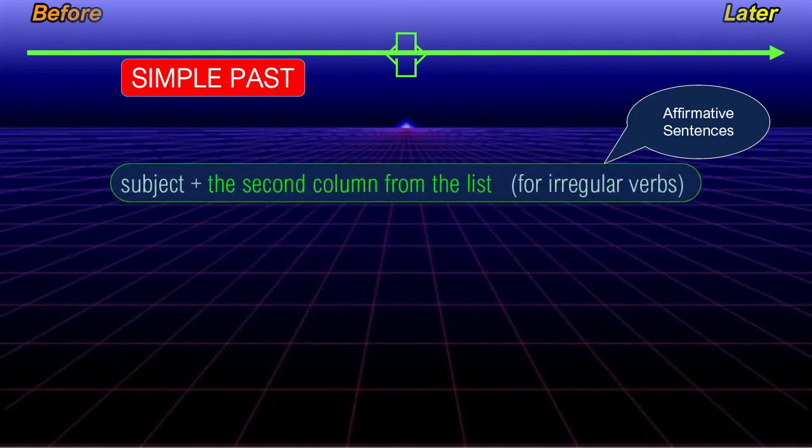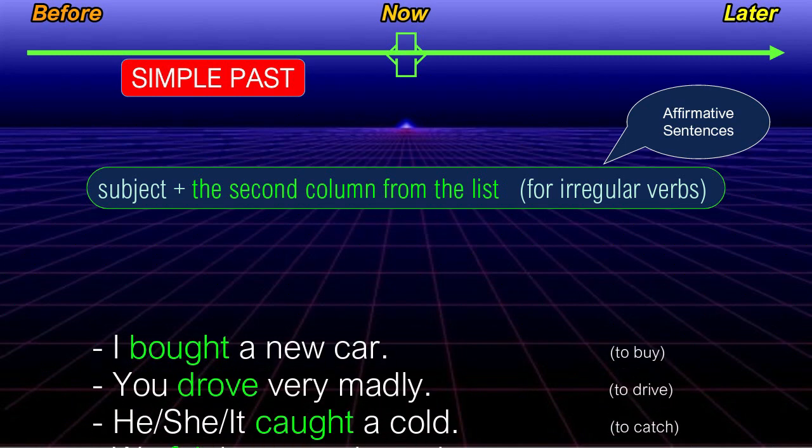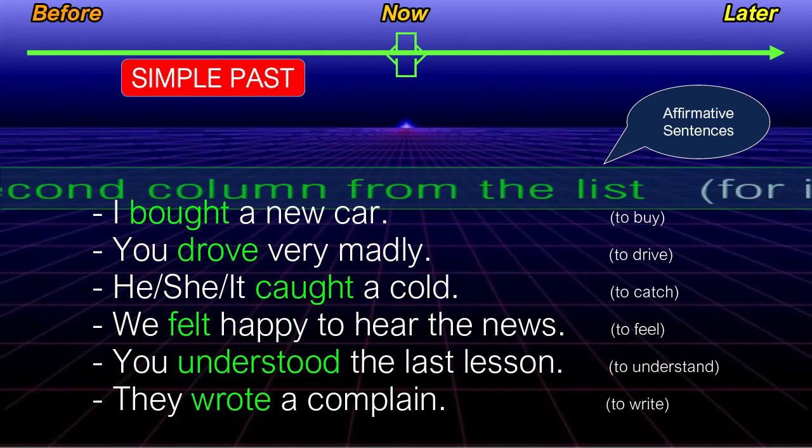Subject plus the second column from the list for irregular verbs. I bought a new car. You drove very madly. He, she, it caught a cold. We felt happy to hear the news. You understood the last lesson. They wrote a complaint.